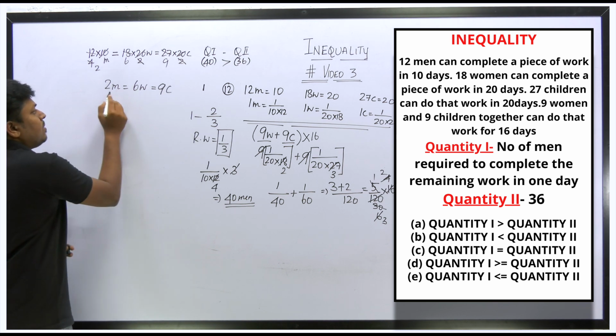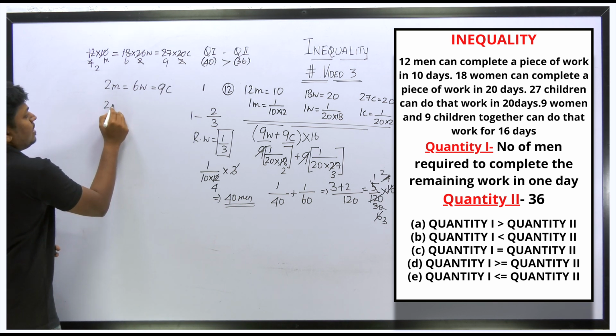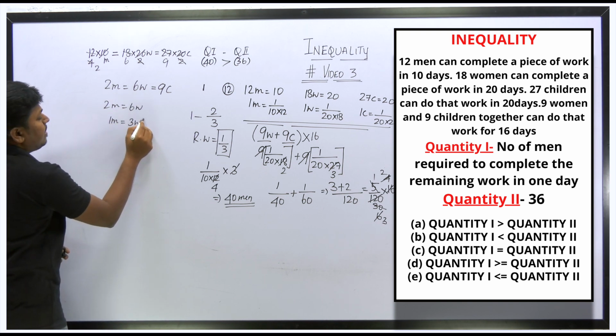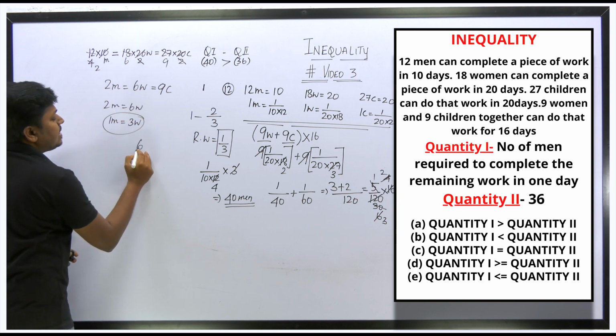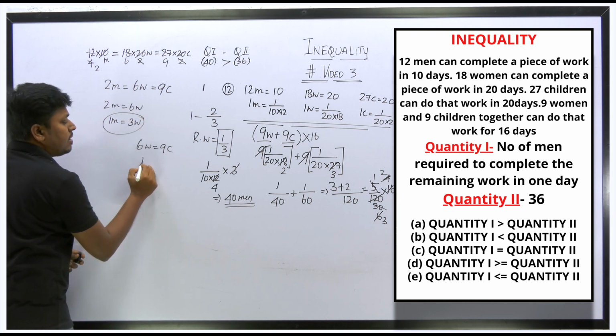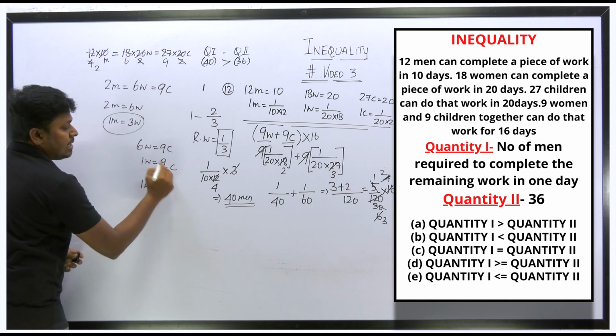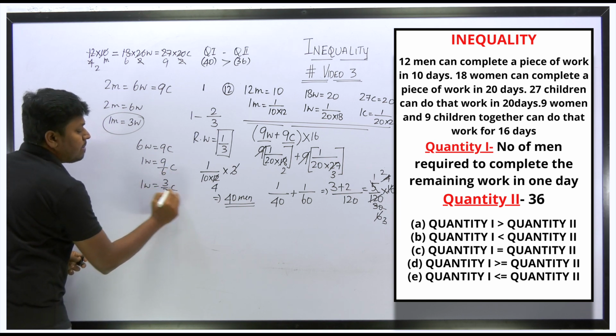Got it? And then what I told you is, 2 men is equal to 6 women. Then we can say that 1 man is equal to 3 women. Right? And similarly 6 women is equal to 9 children. So 1 woman is equal to 9 by 6 children. Cancel it on 3 table, so 1 woman is equal to 3 by 2 children.